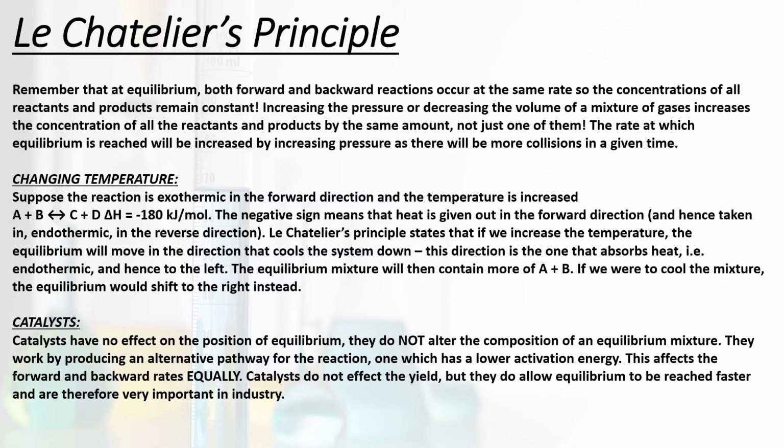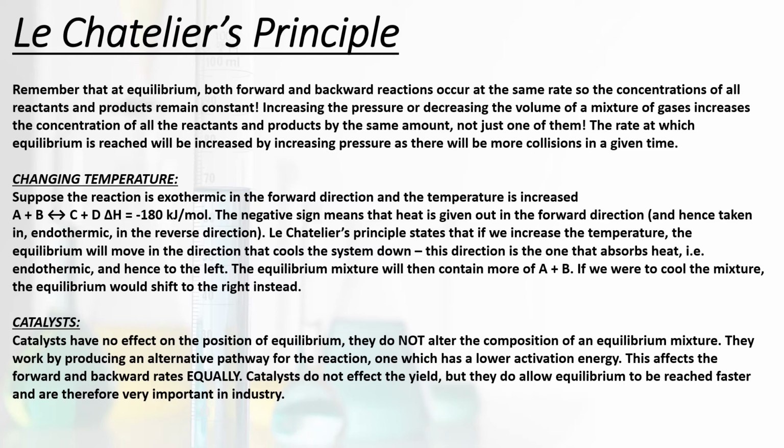Now, Le Chatelier's principle states that if we increase the temperature, the equilibrium will shift in the direction that cools the system down. Remember that Le Chatelier's principle wants to move in the direction that opposes the change. So if I increase the temperature, the system will move in the direction that can reduce the temperature, i.e. to take heat in, and that's the endothermic direction. This is the direction that is absorbing heat. So if I increase temperature, I'm producing more heat into the system. Therefore, the equilibrium is going to shift in the direction to essentially get rid of that excess heat, to absorb the heat. That's the endothermic direction.